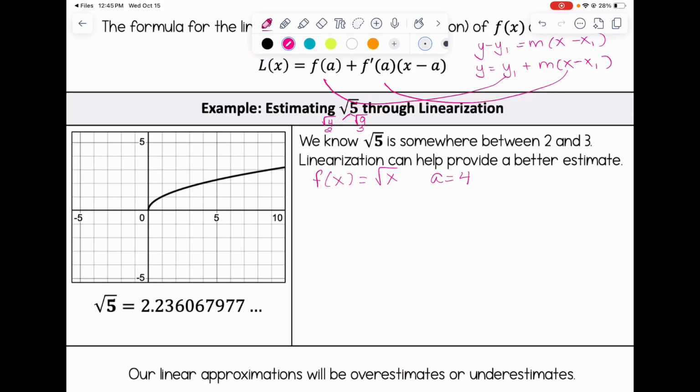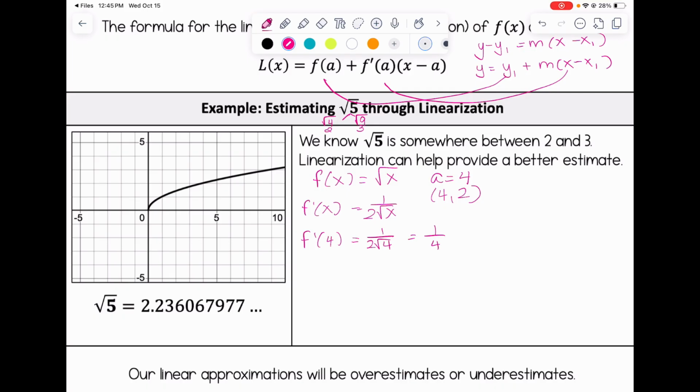Now what we're going to do is fill in basically all of the missing pieces. We know that if a is 4, our output would be 2, if I plug that into the function. But what about the derivative part? If I find the derivative of square root of x, that's going to give me 1 over 2 radical x. If I find that value at 4, I'm getting 1/4 as our slope of the tangent line.